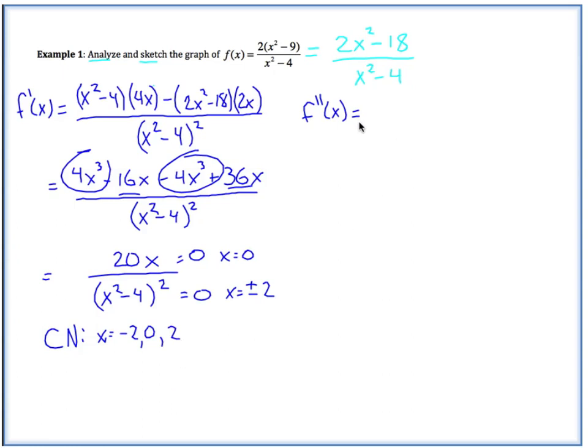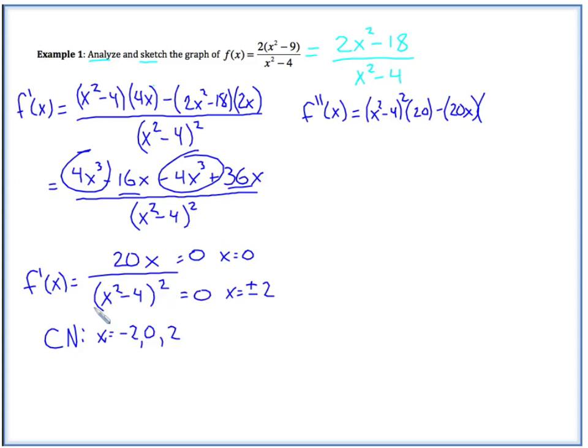All right, let's go ahead and find the second derivative now. So we're deriving this function right here. So here's our first derivative, and if we derive this one, we'll get our second derivative. So using the quotient rule, we get the low function times the derivative of the high minus the high function times the derivative of the low.